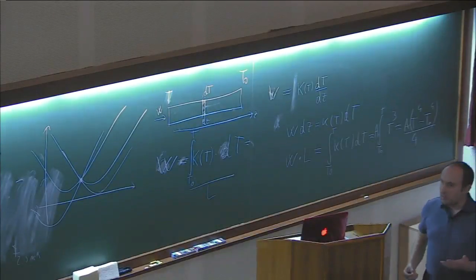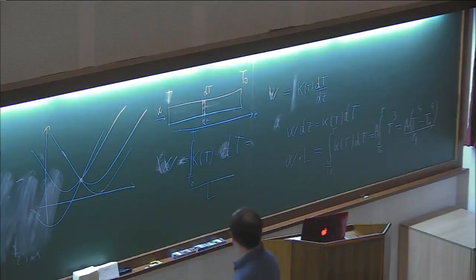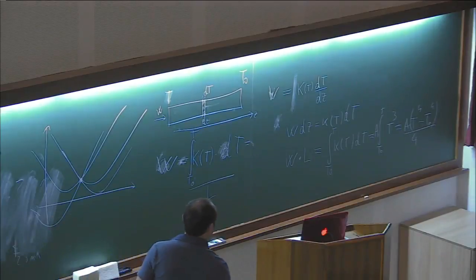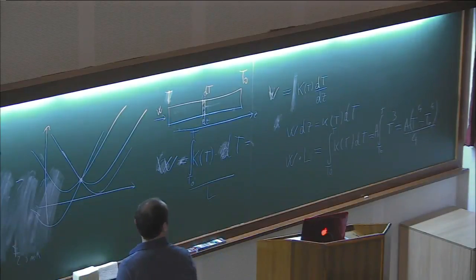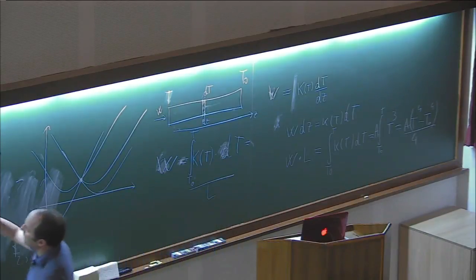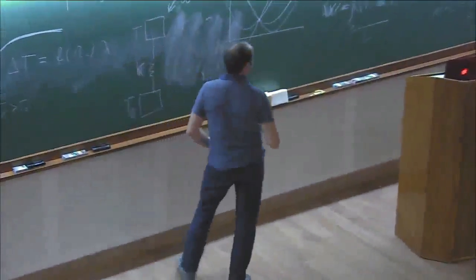And what is the point that I put here? If you do this model, you get this relation, which is T to the 4 minus T naught to the 4 equal to some constant which is proportional to the power.